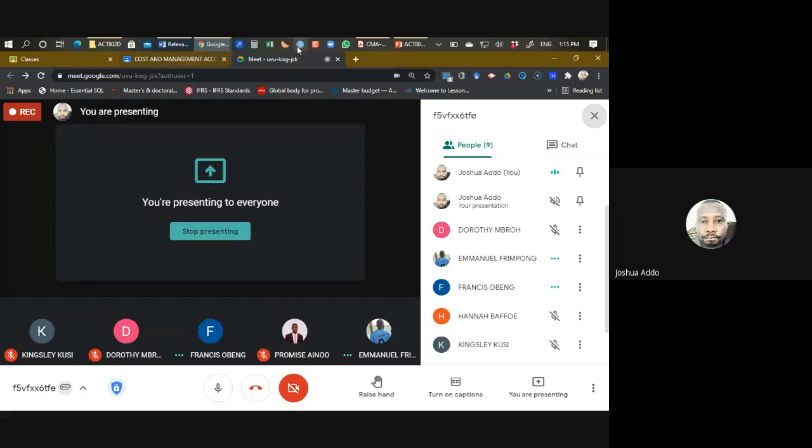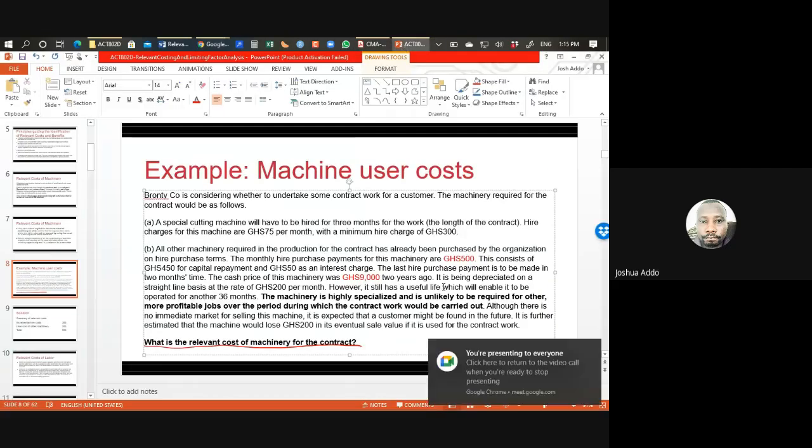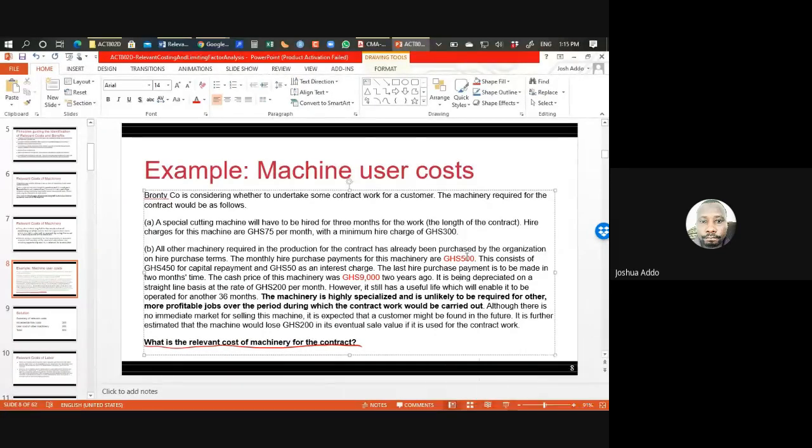So I want you to remember some terminology we came across in the introductory lecture. Committed cost. Committed cost is a future cost. It's a cost we are committed to paying, but the commitment is not as a result of the contract. It's as a result of some other past decision. And committed costs are not relevant costs. So the monthly hire purchase payments we have paid already are past costs, so they are not relevant.